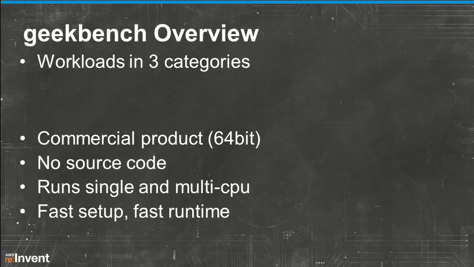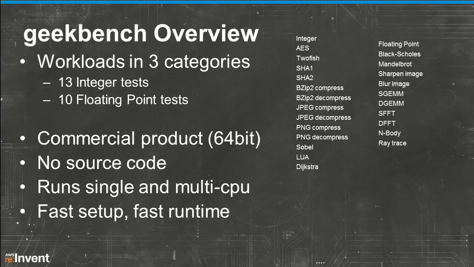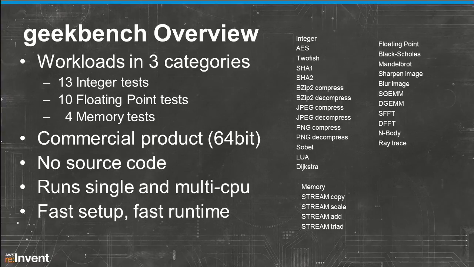So the first test I mentioned was Geekbench. And Geekbench has workloads in 3 categories. There are 13 integer tests, there are 10 floating point tests, and there are 4 memory tests. I should say this is a black box. It comes as an executable. You can buy the commercial product, which is full-featured, or you can get a free download, which is 32-bit only and has limited functionality. It sets up quickly. It doesn't really take much to set it up. It gives you results in roughly 2 minutes, so it sounds like a dream.